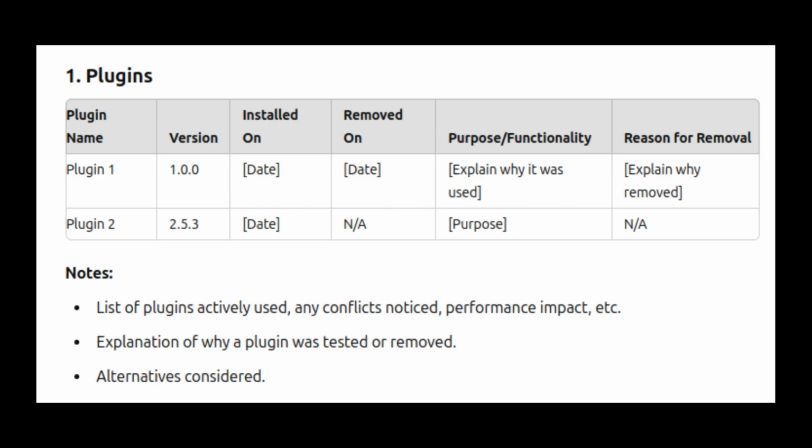Recording the version is particularly important because plugin updates can introduce changes or conflicts with other plugins or themes. If you don't document when a plugin was removed or why, you risk reintroducing outdated or incompatible ones later on, which could break your site. The last updated column keeps track of when each plugin was last modified or updated, helping ensure that nothing falls behind in terms of security patches or functionality improvements.